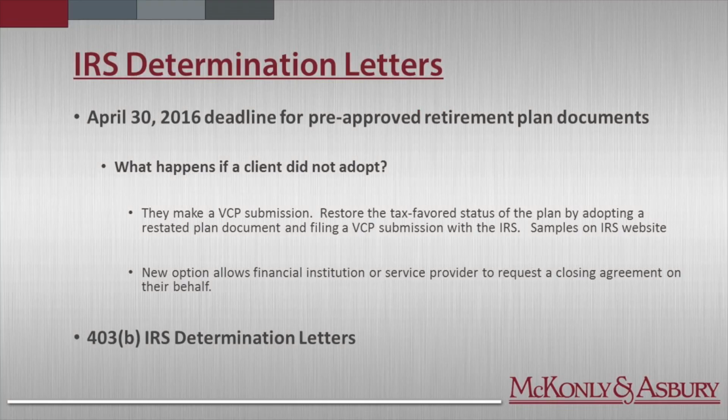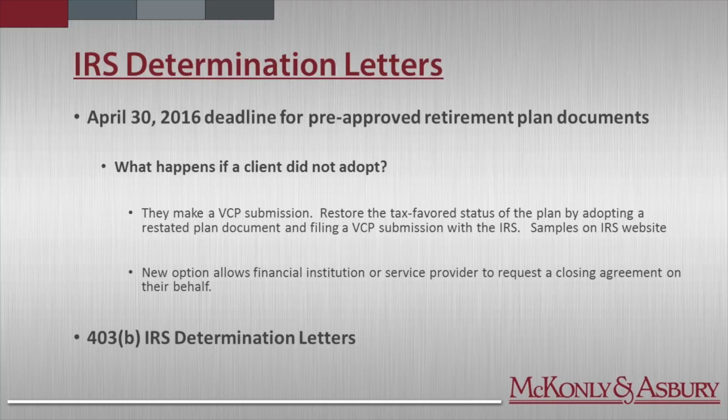Okay, so IRS determination letters. So a lot of plans, as we could see in our polling question, have what would be called a prototype plan, where they essentially adopt a pre-approved plan document through a company such as Fidelity or Vanguard or Schwab. And then these companies would then have to apply for an IRS determination letter every 6 years. And then the adopting plan sponsors would then have a certain period of time to sign a restated plan document. Typically, it's about 2 years. So the most recent deadline was April 30th, 2016.